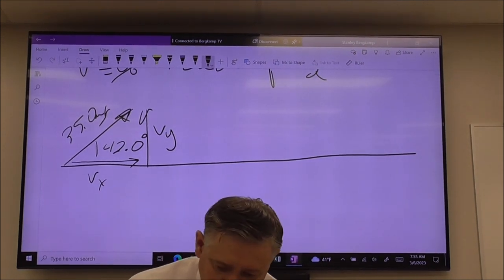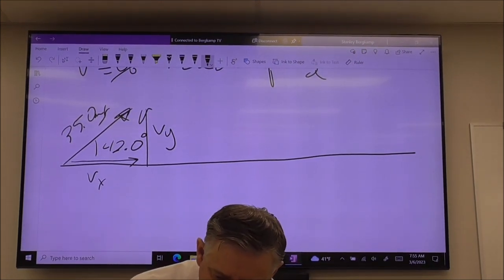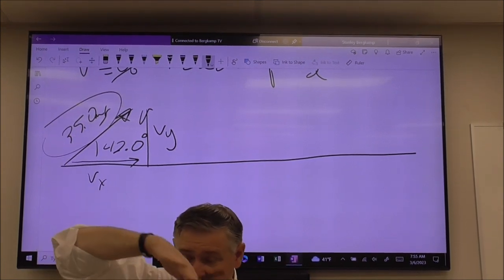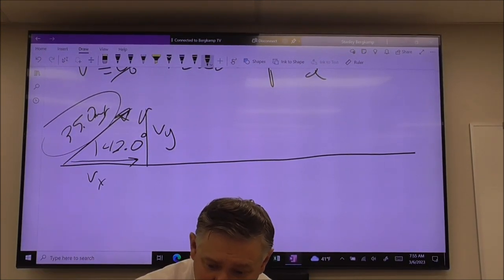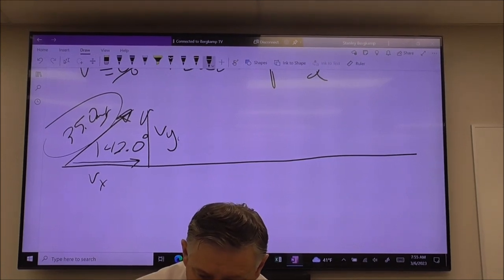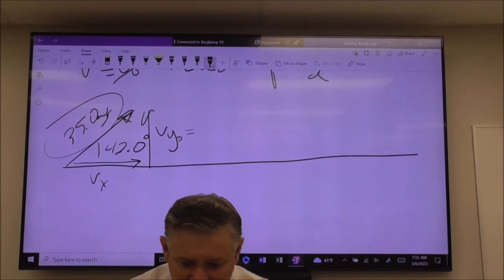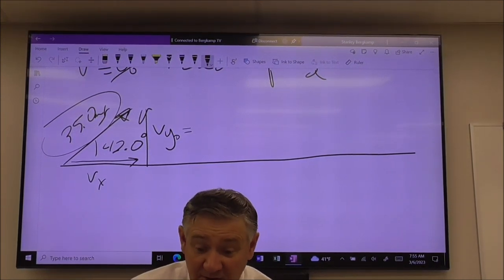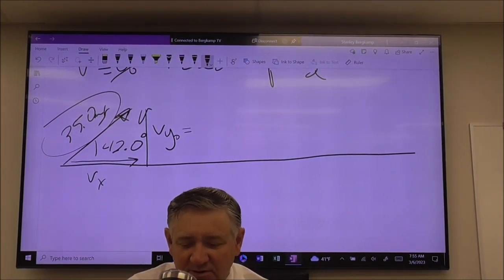So, I know the 35 meters per second is like the hypotenuse, and I know the angle. So how am I going to find that initial vertical velocity? And I know the angle. Let me give you a hint. It's one of the trig functions.